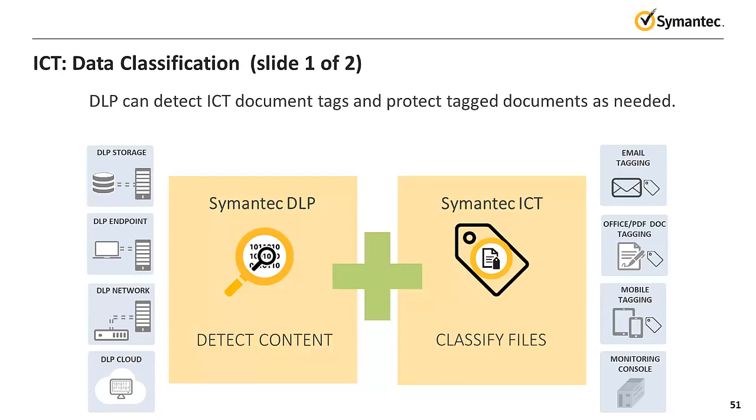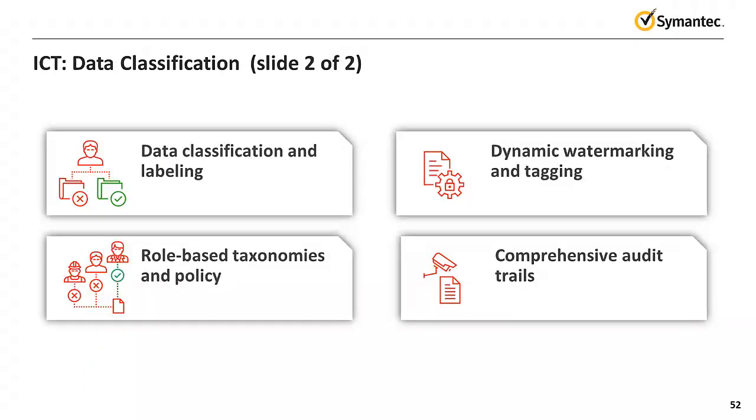Users apply the tags and watermarks to files and emails as they work. Here are some of the use cases supported by Symantec ICT. Data classification and labeling enables organizations to classify newly created content, existing files, and emails in a policy-driven or user-driven manner. Role-based taxonomies and policy. Using ICT's policy engine, organizations can set up different classification taxonomies and policies to be applied to designated users.